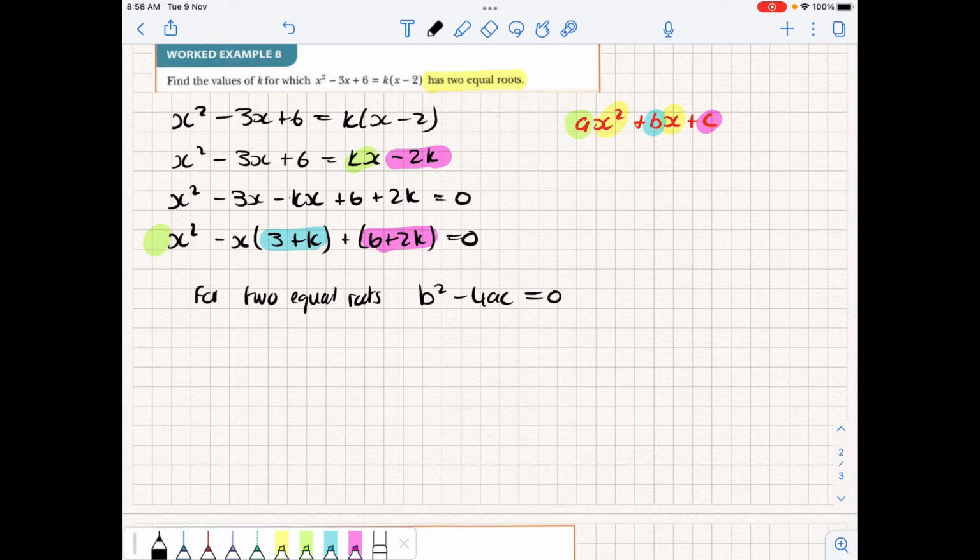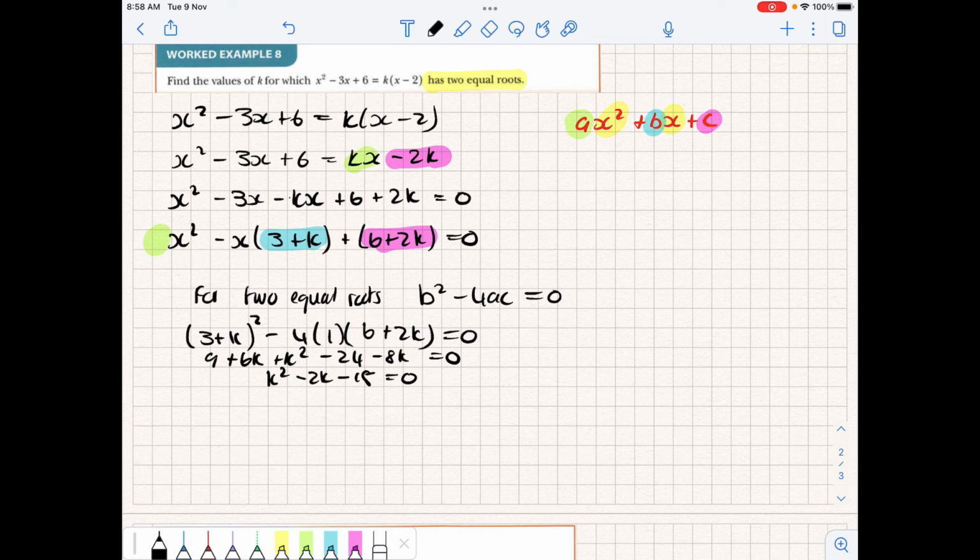So the discriminant: what is b squared? Well, that's 3 plus k squared, minus 4, where a is just 1 and c is 6 plus 2k, and this is equal to 0. Now this is just a standard quadratic equation which we can solve. So we'll expand the brackets out: 9 plus 6k plus k squared minus 24 minus 8k equal to 0. We can rearrange the terms. So we'll have k squared minus 2k, and then 9 minus 24, which is minus 15, equal to 0.